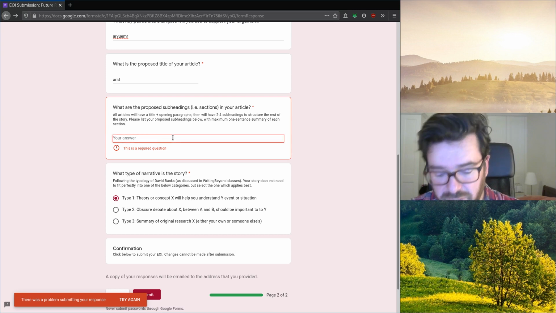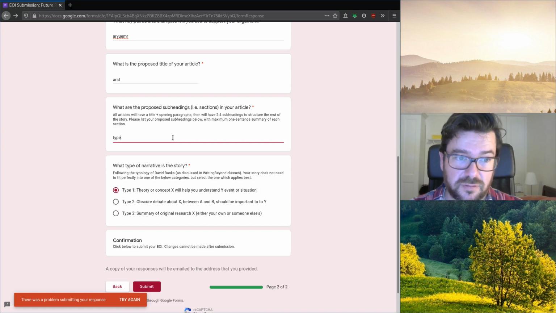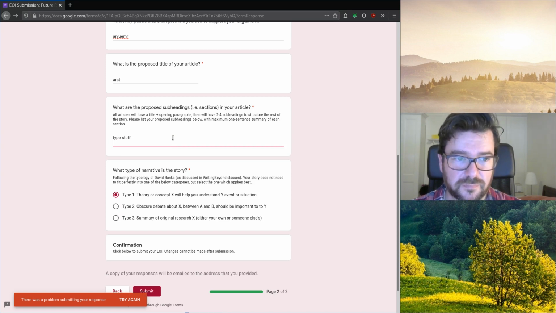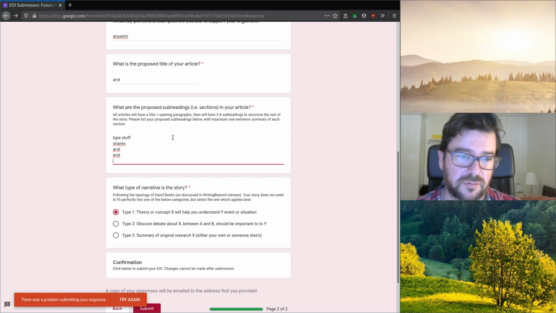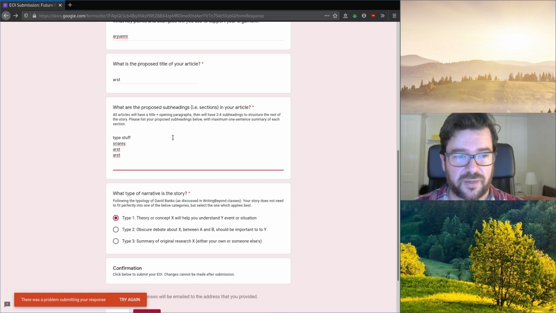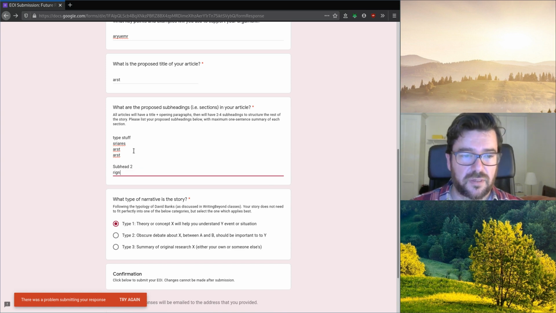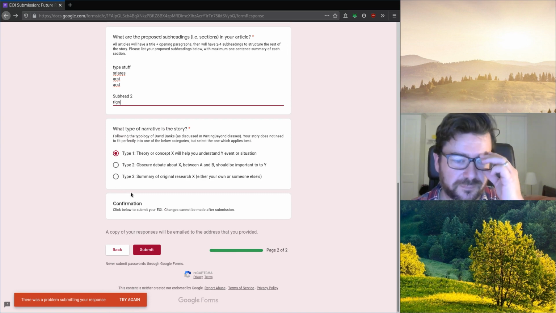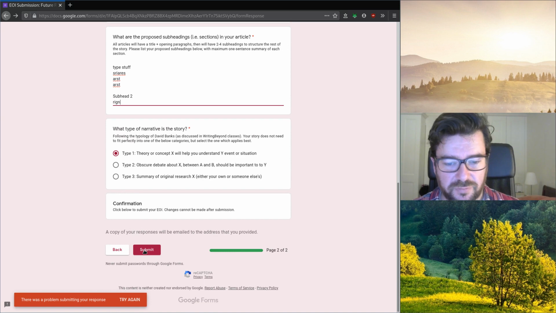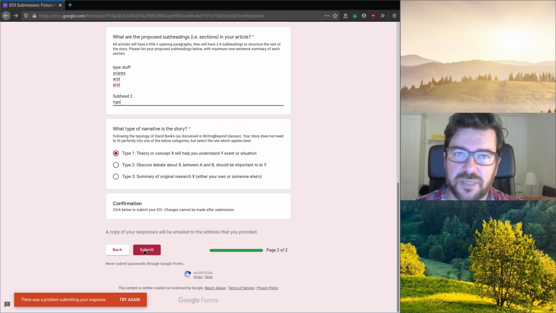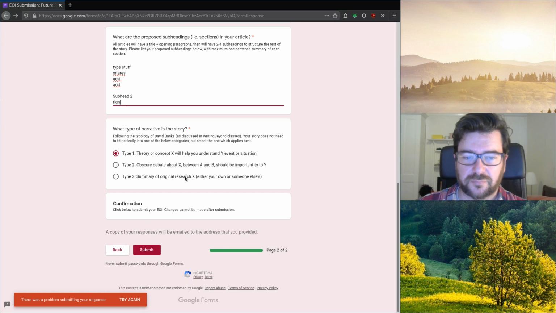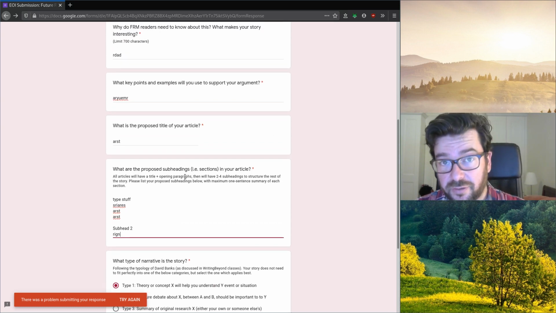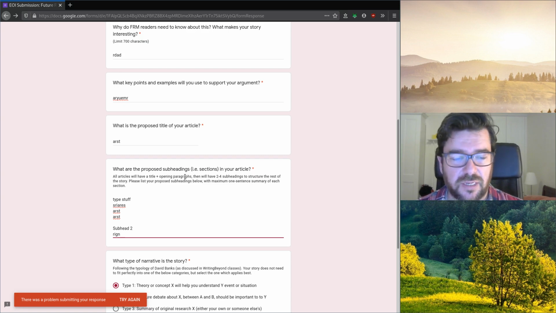So you can type stuff, and then a break for another subhead, whatever. And then choosing the type of narrative that you think the story might be. And finally, you would submit, and you would be done. Very easy. So, obviously we'll be going over this in tutorials and workshopping the material that you have in tutorials.